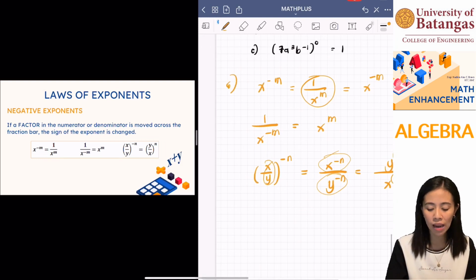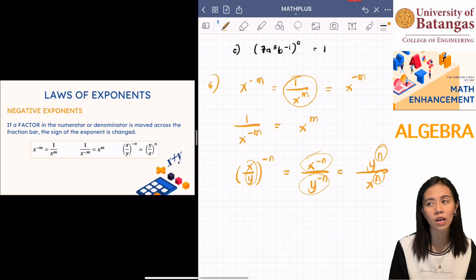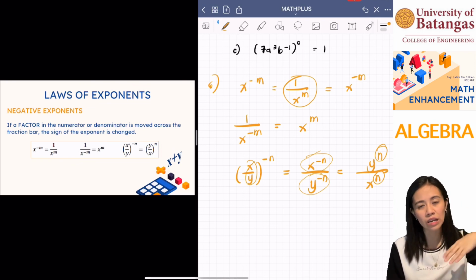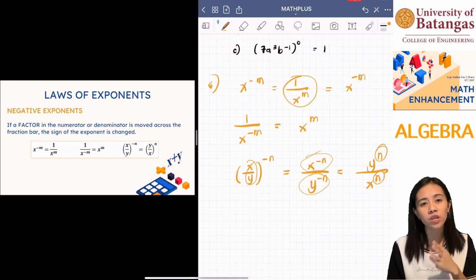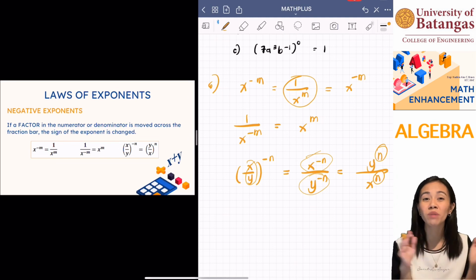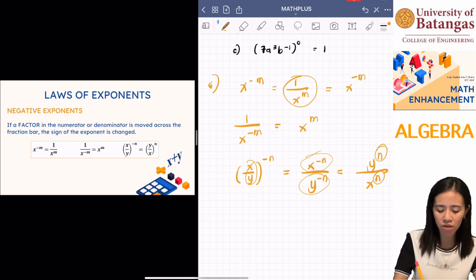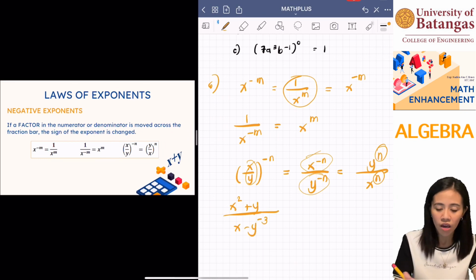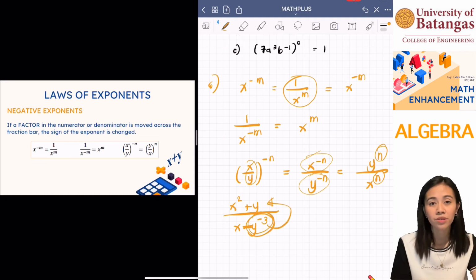Okay? Ngayon, may paalala lang ako with negative exponents rule kasi, nagagawa lang natin na nagtataas tayo or naglilipat tayo ng terms across the fraction bar if we are talking about 1, a factored term, or 2, if we are talking about monomials lang. Pero kung halimbawa, meron kang, let's say for example, you have x squared plus y all over x minus y raised to negative 3, hindi mo po pwedeng itaas ito dito. Okay?